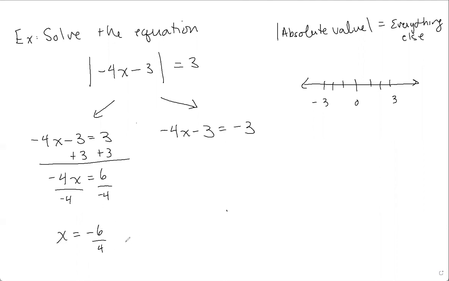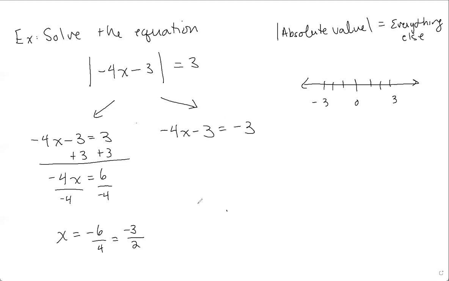Now negative 6/4 works, but remember we can also simplify some of these fractions as well. Notice that 2 is a factor of both of these. So instead of calling this negative 6/4, we can also call this 2 goes into negative 6, negative 3 times, and 2 goes into 4, 2 times. So our first solution is negative 6/4 or negative 3/2.